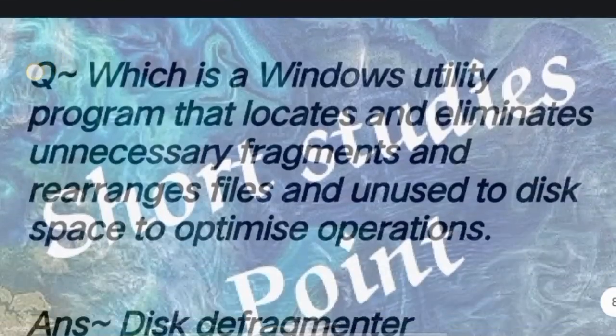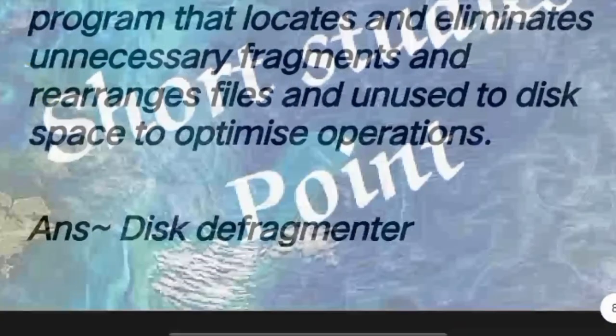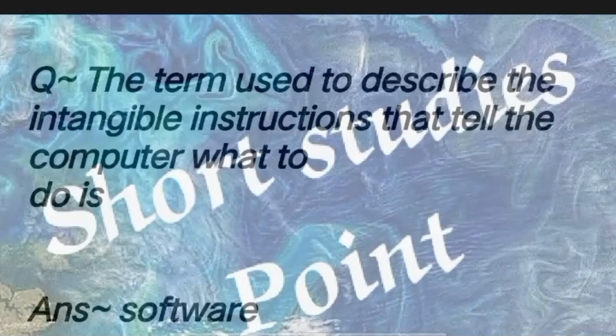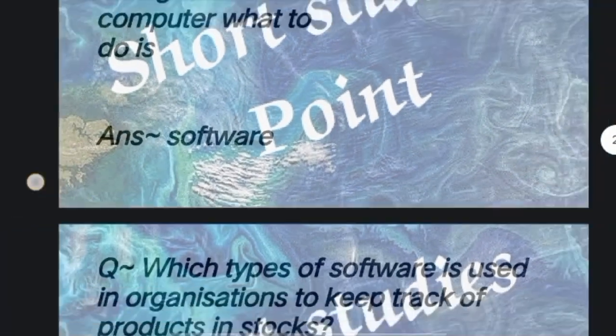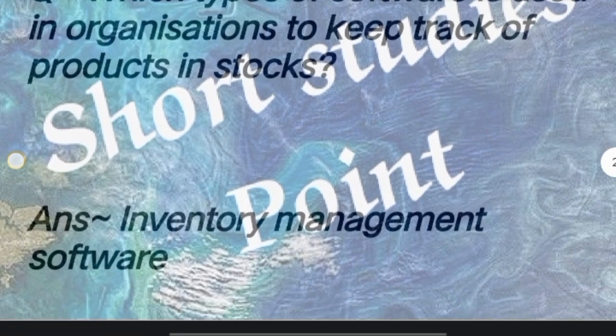Answer: special purpose software. Next question: Which is a Windows utility program that locates and eliminates unnecessary fragments and arranges files and unused disk space to optimize operation? Answer: disk defragmenter. Question: The term used to describe the intangible instructions that tell the computer what to do is software.